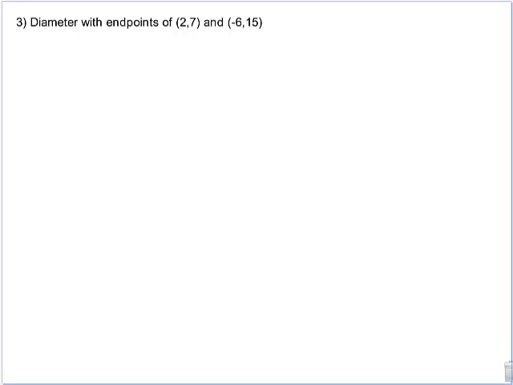Diameter with the endpoints of 2, 7 and negative 6, 15. Okay. So let's think about what the diameter is. Where's the diameter? All the way across, and it goes through which point? It goes through the center. So if we have 2 points, how are we going to find where the center is if we have the 2 points for the diameter? Midpoint formula, not distance formula. Look, the midpoint formula is up on the board for us.